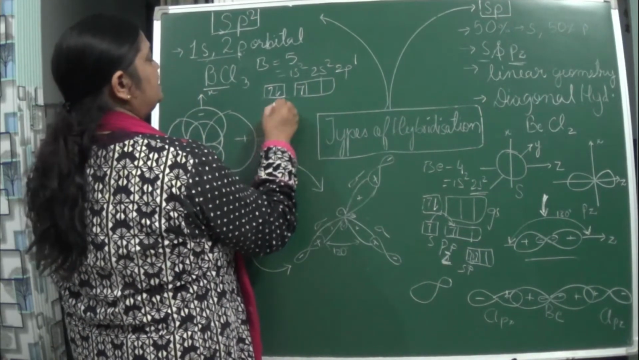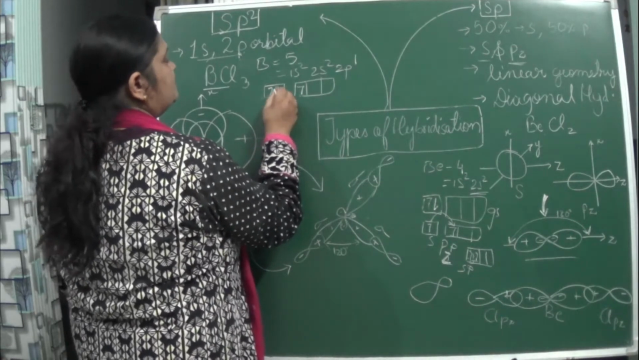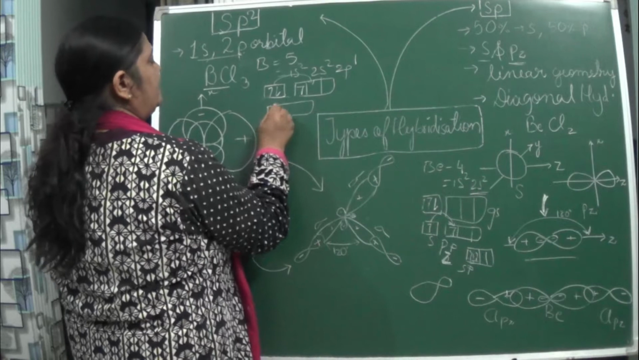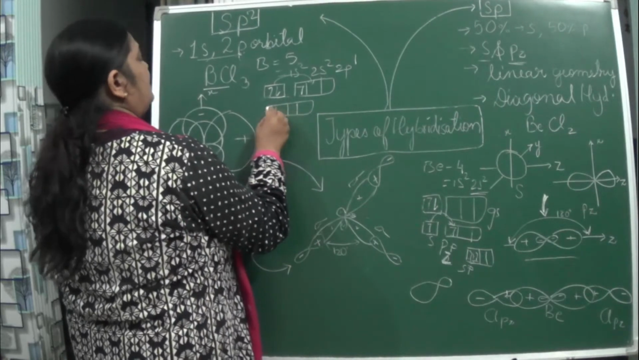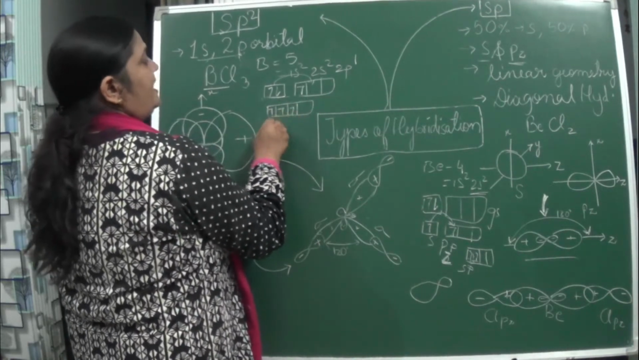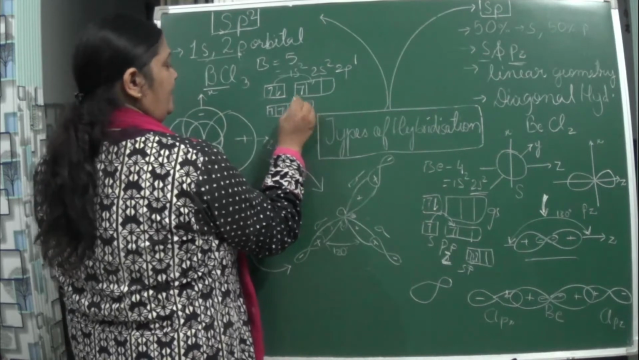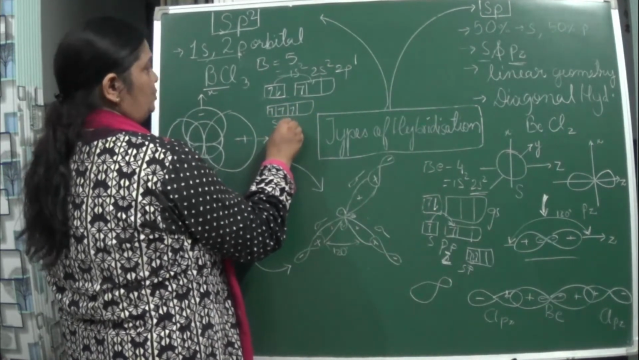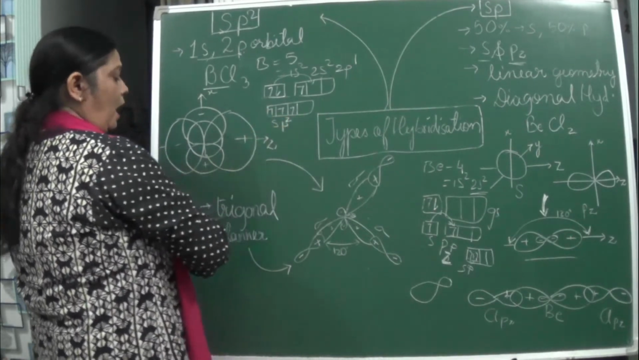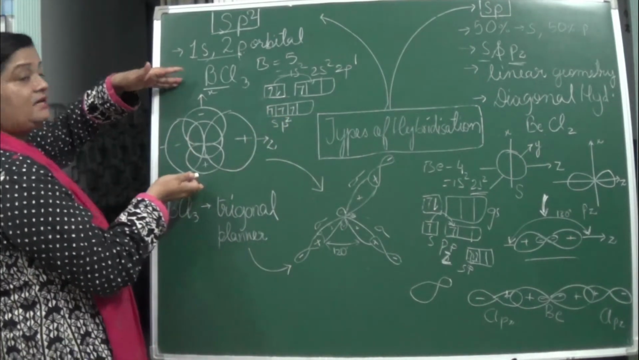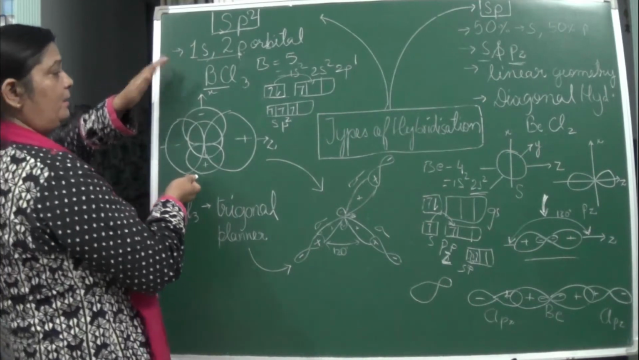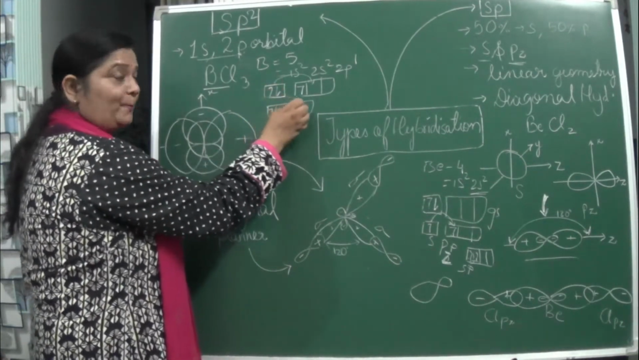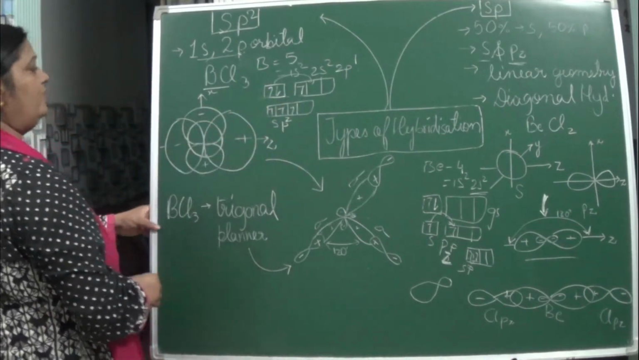But what happens in the excited form? This moves over here, and as the result you see a hybridized form in which 1s and 2p orbitals are there. So it becomes sp2. Now how does this structure come out actually? Here you are seeing 1s and you are seeing 2p orbital. So how will it come?